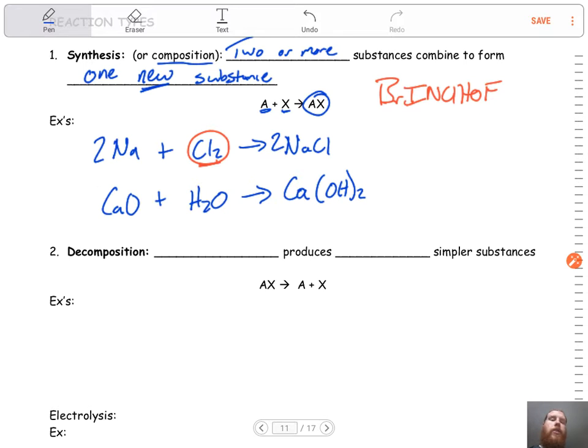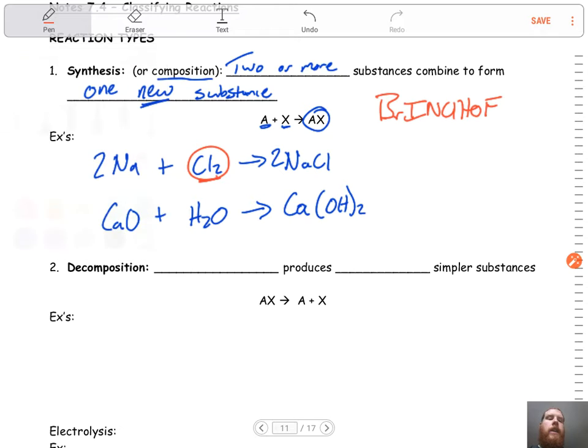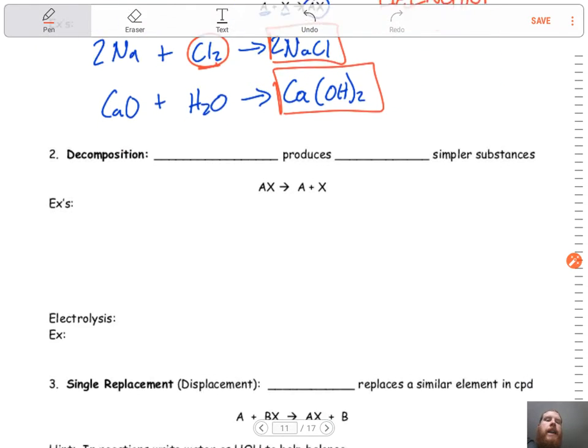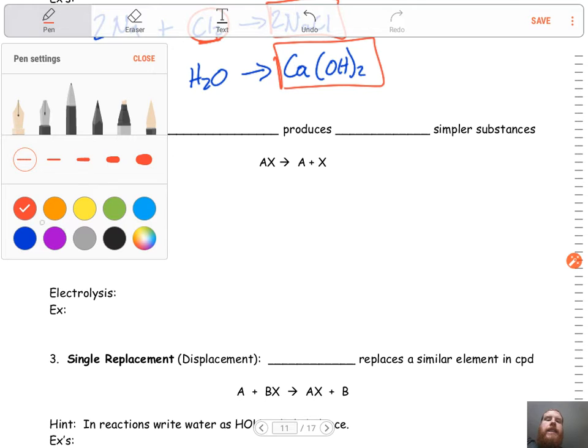Okay, where you have 2 compounds coming together, but again, the same thing still holds true. Both of these reactions, they only have one product, okay, one substance on the right side, and that's how you identify a synthesis reaction. Kind of on the flip side here is a decomposition reaction.